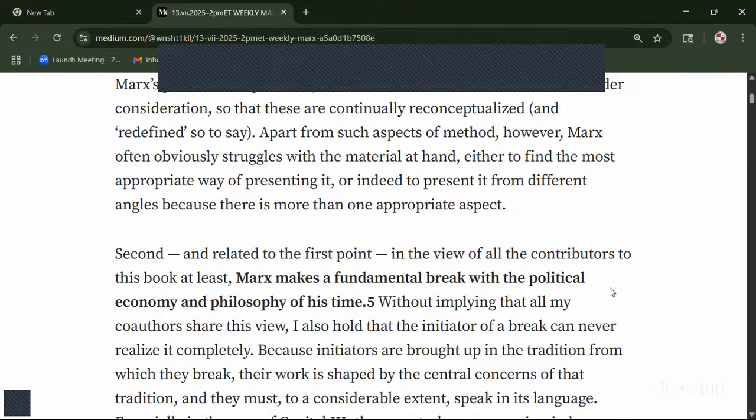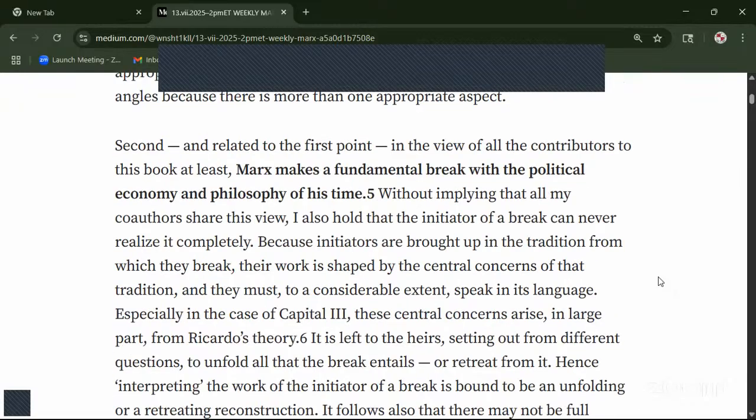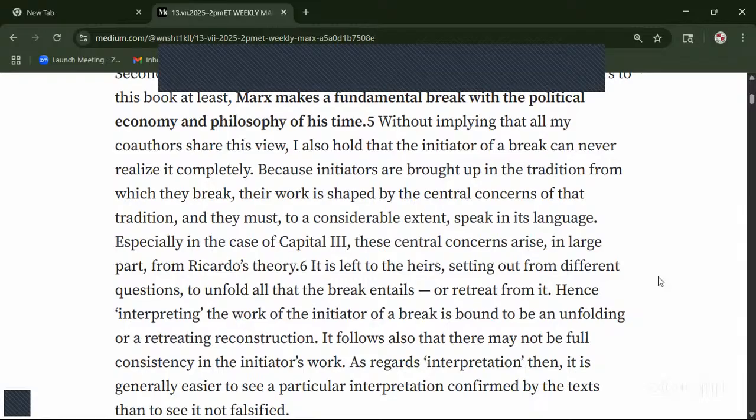Marx makes a fundamental break with the political economy and philosophy of his time. Without implying that all my co-authors share this view, I also hold that the initiator of a break can never realize it completely. Because initiators are brought up in the tradition from which they break, their work is shaped by the central concerns of that tradition. And they must, to a considerable extent, speak in its language. Especially in the case of Capital 3, these central concerns arise in large part from Ricardo's theory.